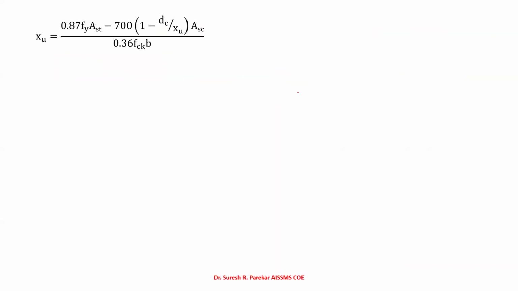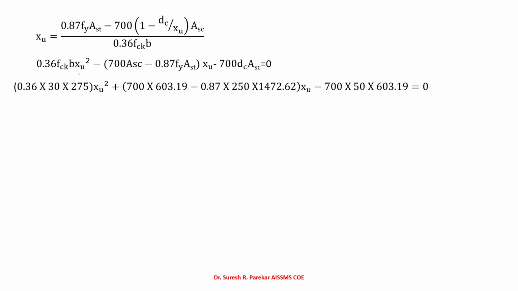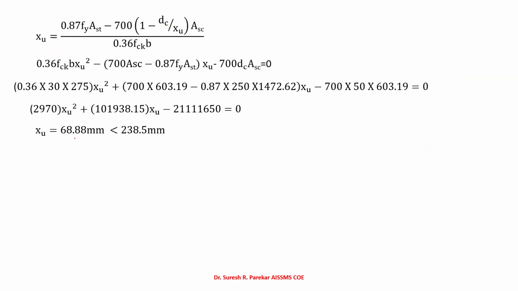And when our assumption is wrong, we have to go by the basic formula. We have to put the value of fsc as 700 into bracket 1 minus dc upon xu. And now from this, we will have this quadratic equation. This is already given in the class. By substituting values in this quadratic equation, we will get the value of xu. That value comes 68.88 mm, which is again less than the xu max value.